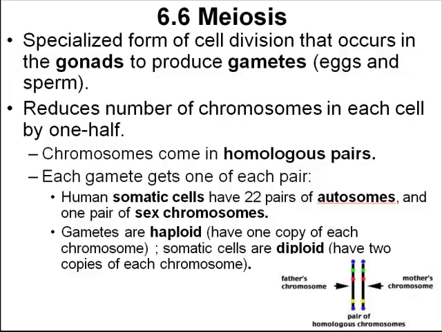We realize from our previous discussions that humans, like most other animals, are diploid. And that means we have two copies of each of our chromosomes. And so then, logically, the gametes, the eggs or the sperm, would have to be haploid, have one copy of each chromosome, and they would come together to make a diploid organism in the next generation. And so meiosis is, again, the specialized form of division that occurs only in the gonads to produce the gametes, the eggs and the sperm. It reduces the chromosomes in half in each cell.